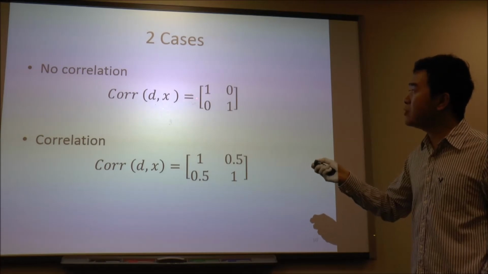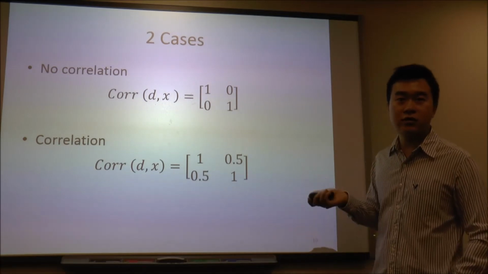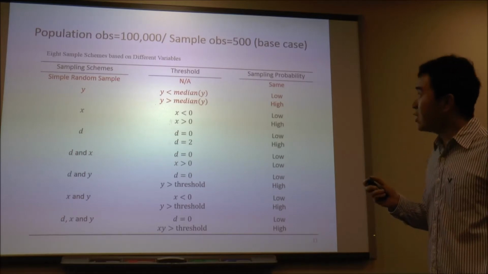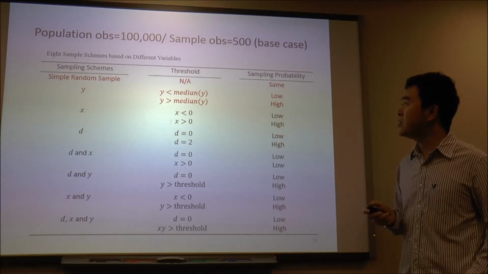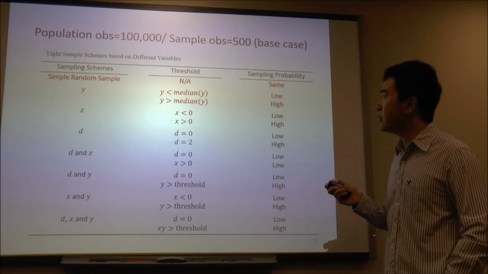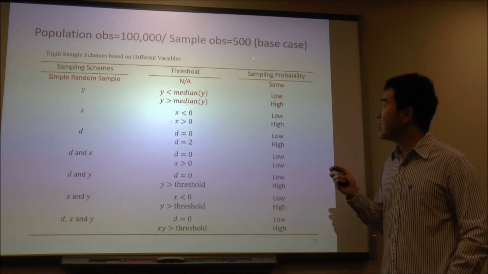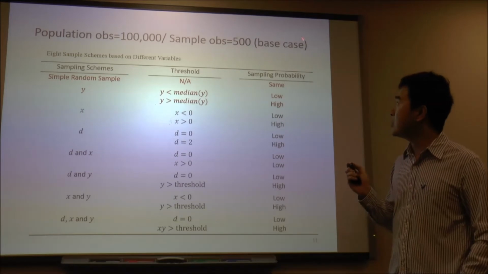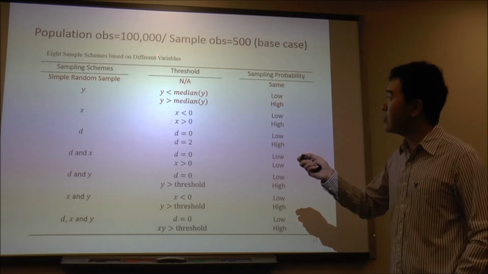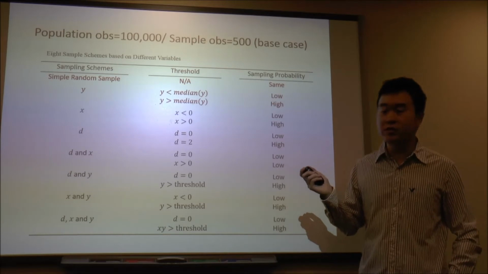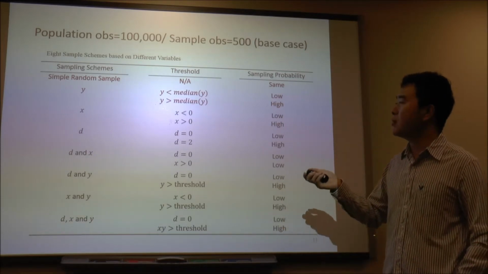And I will take a look at two general cases. One is that there is correlation between the dummy variable and the continuous variable. One is no correlation. After I generate this population data, which is a fairly big number, I assume there are fewer sampling errors when I set the population to have 100,000 observations, with 500 observations in the sample as a baseline. And I will draw these 500 observations from the population data based on these 8 sampling schemes. And you can see that I highlighted the more interesting ones that I will show you more in the future slides.